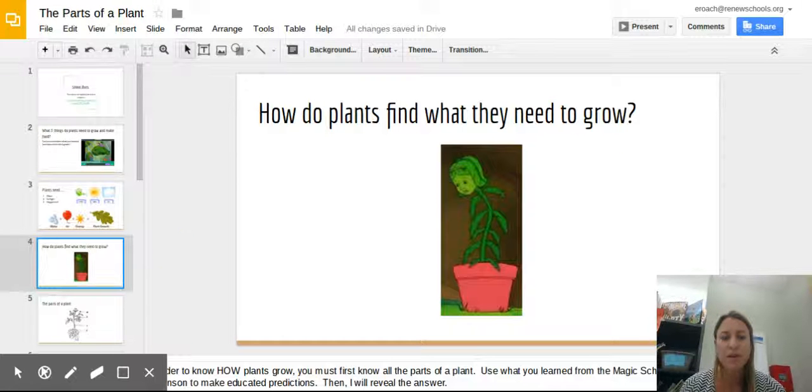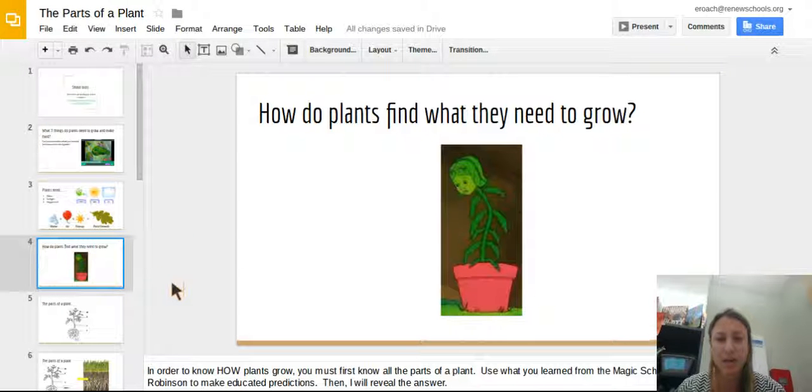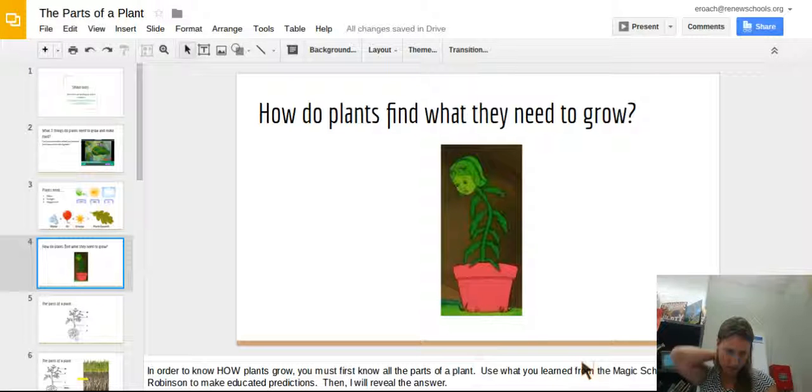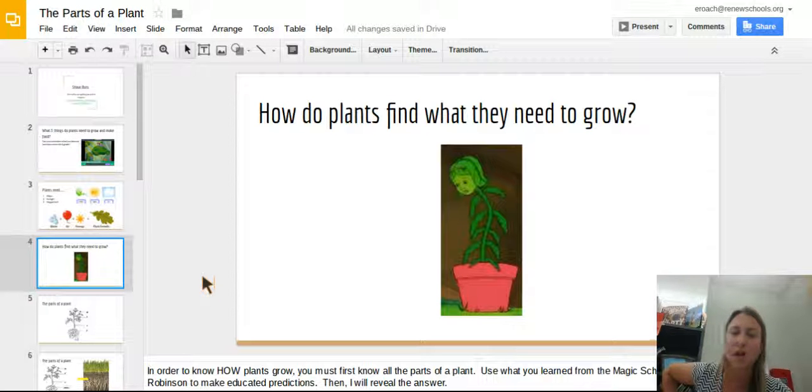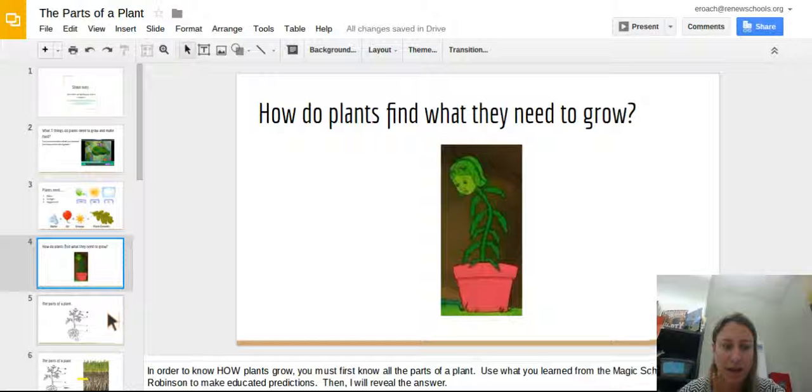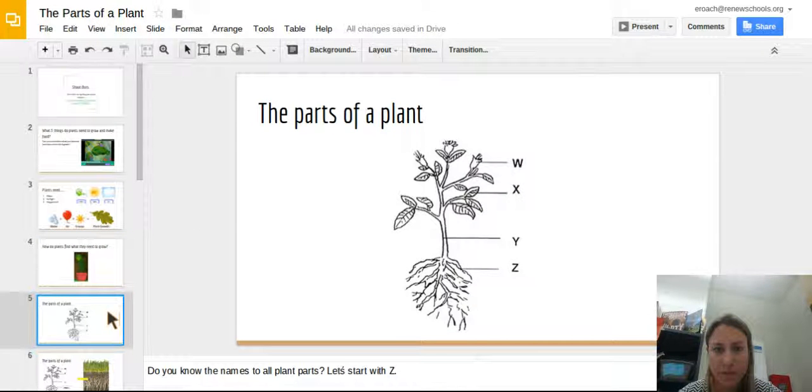But we know that plants need many things to grow. They need water, they need sunlight, and they need oxygen. But how do plants find what they need in order to grow? What did Phoebe do in her plant structures in order to grow? Use what you've learned from the Magic School Bus and from Miss Robinson to make educated predictions about how different parts of the plants help the plant get what it needs in order to grow.